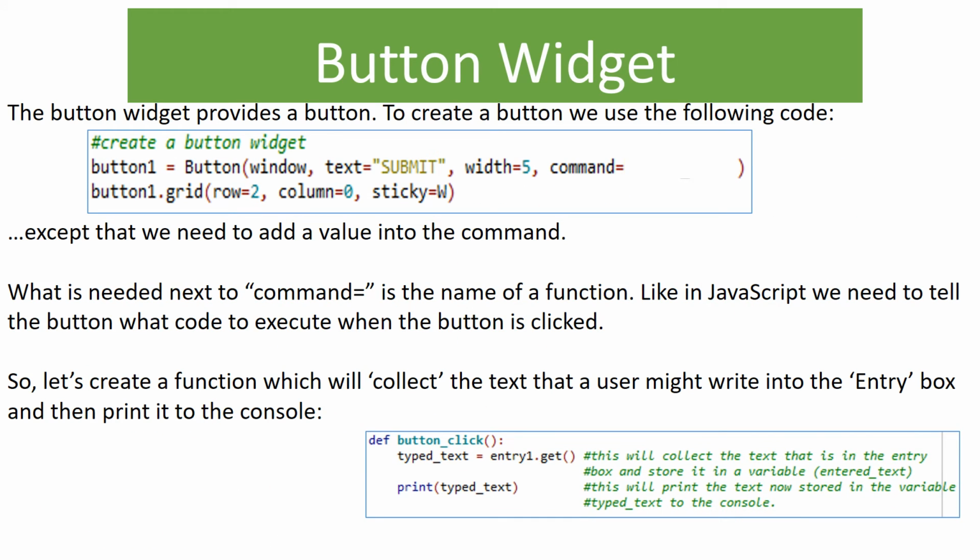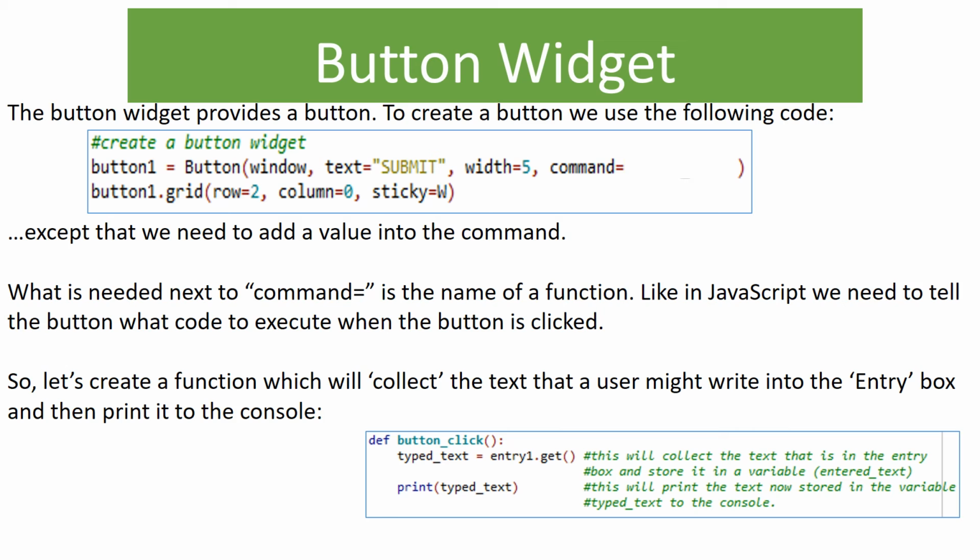This is an example of a button widget. You can see button1 is the name I've given it, is a type button. It's going to appear in our window, and the text it's going to say is submit. We want a width of 5, and then I've got a command. What do you think the command will do?